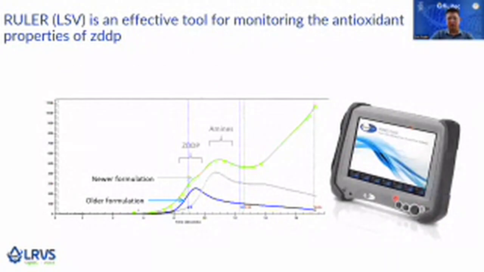So this is the RULER equipment. This RULER equipment is also an effective tool for monitoring the antioxidant, which is the property of zinc DDP, the zinc content additive package.